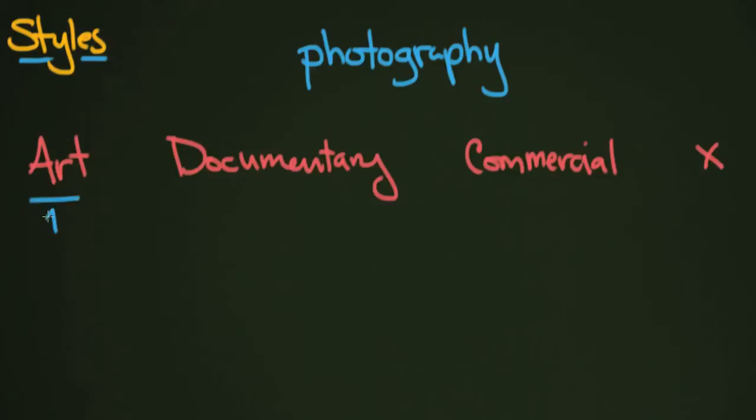Art photography is basically created with the artist in mind. The photographer is using photography to express themselves. They're using it to somehow push the boundaries of the visual world that we're experiencing. So art photography is in many ways about the photographer. Then you've got documentary photography. And documentary photography, according to one of my mentors, is about the subject.